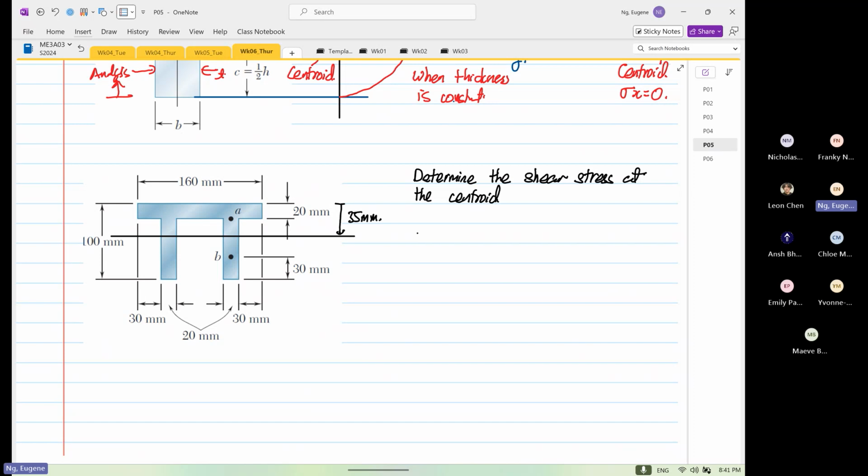Right. So we are going to use two methods. We're going to find the shear stress at the centroid by using the top section. Okay. By focusing on the what? On the top section. So this is the top section. And then this is the bottom section.